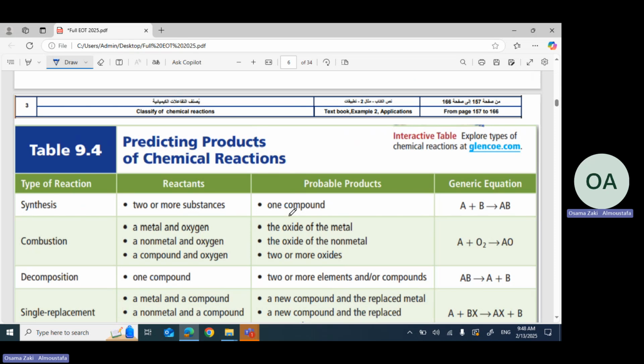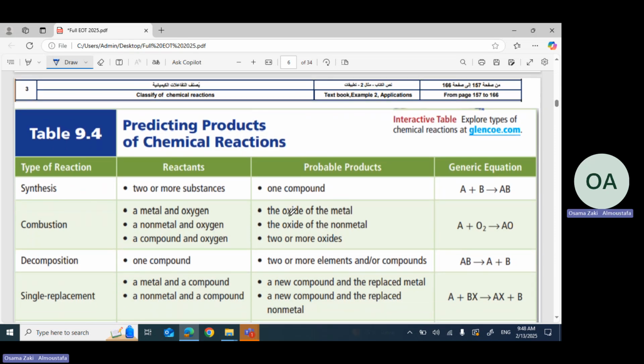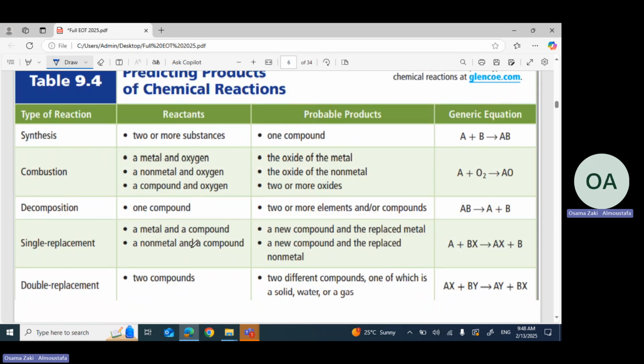Now we'll move to the next type of questions, which speaks about the types of reactions. So we have 5 types of chemical reactions in our curriculum. The first one is synthesis, which means combination. Combination means that we have 2 or more reactants. They will combine together to form one chemical or one substance. So in the reactants, we will face 2 or more reactants. They produce only one. This is the synthesis.